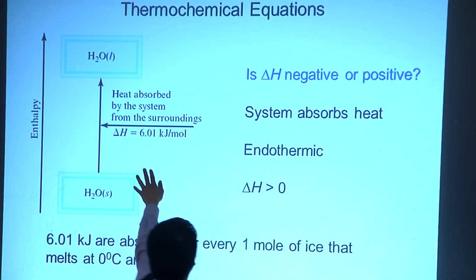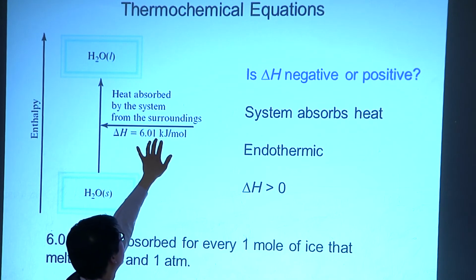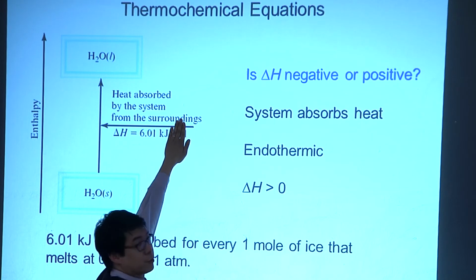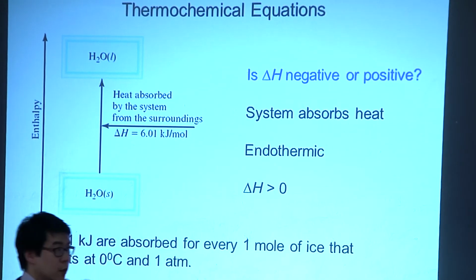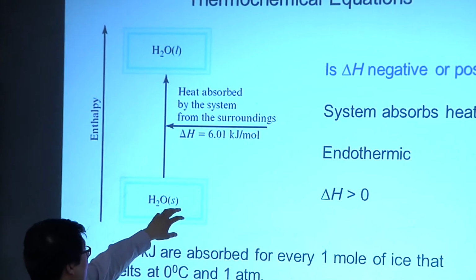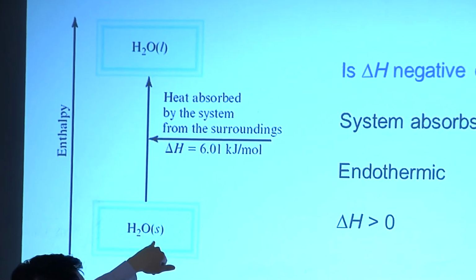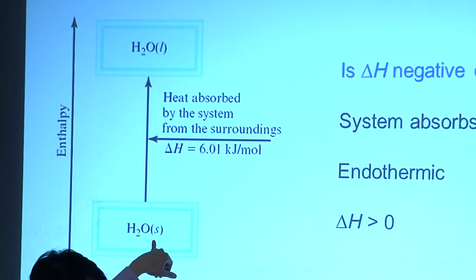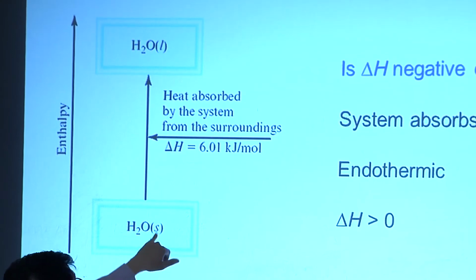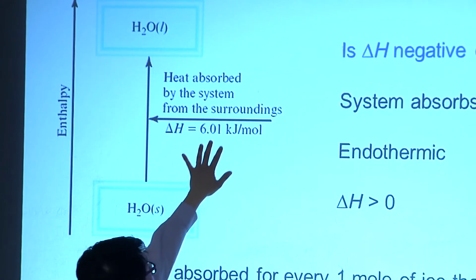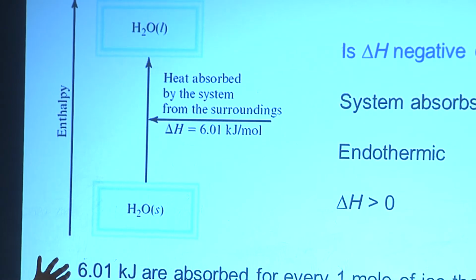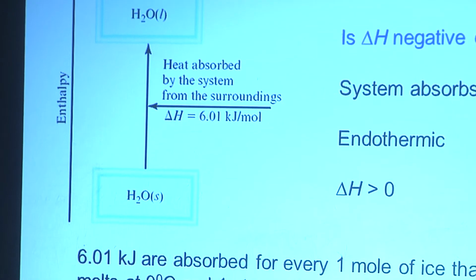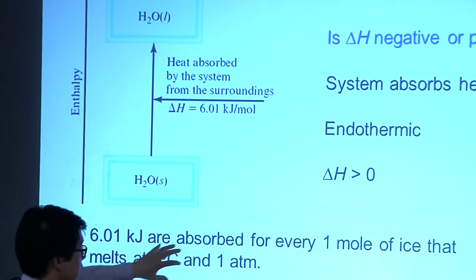You'll notice that what's written here is not just kilojoules, which is a unit of energy, but kilojoules per mole. So what does that mean? That means for every 1 mole of ice, and if you wanted to, you could figure out how many grams that was, to melt 1 mole of ice, you need to put in 6.01 kilojoules of energy. 6.01 kilojoules are absorbed for every 1 mole of ice that melts at 0 degrees Celsius in 1 atmosphere.